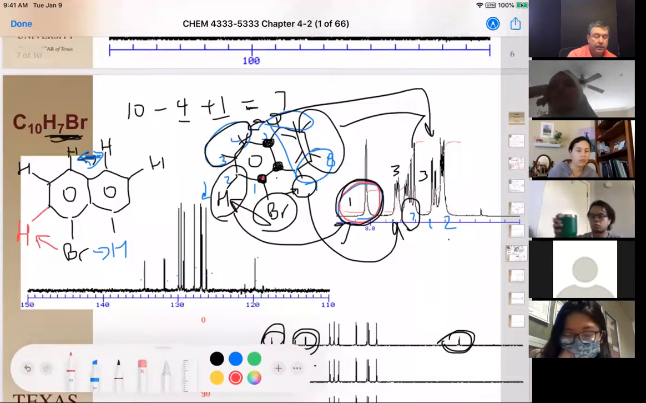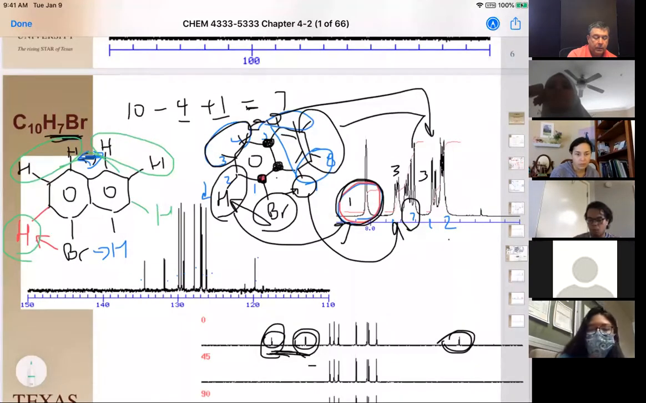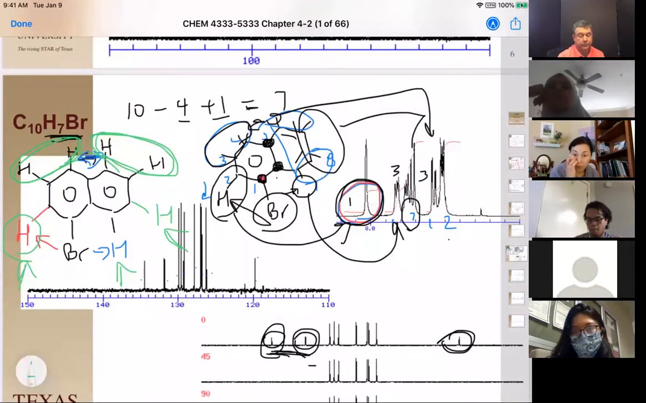But I think that we could also say that these two hydrogens are equivalent. Those two hydrogens are similar, which leaves one hydrogen here, one hydrogen here. So we have unique hydrogen 1, unique hydrogen 2, unique hydrogen 3, and then a pair of hydrogens that are similar. So we should have 1, 2, 3, 4, 5 different signals.